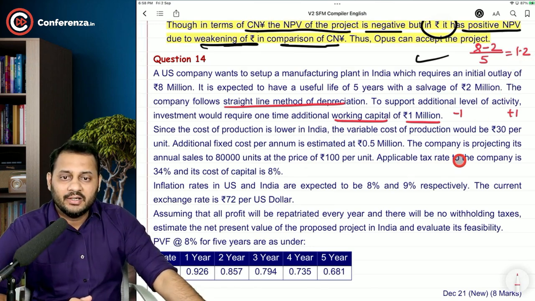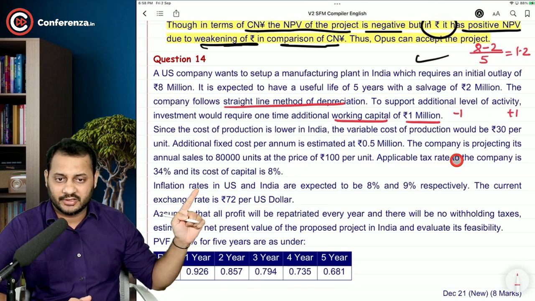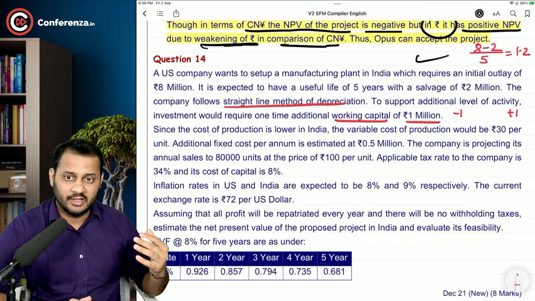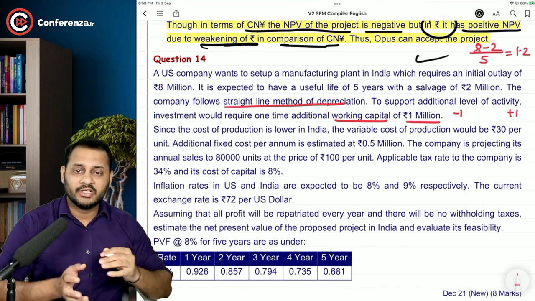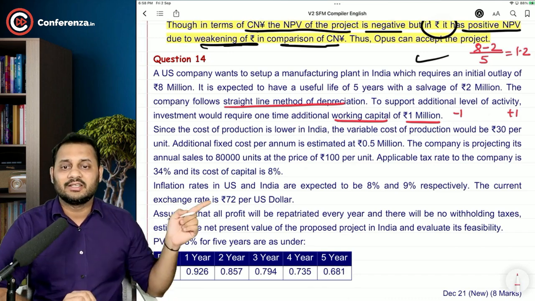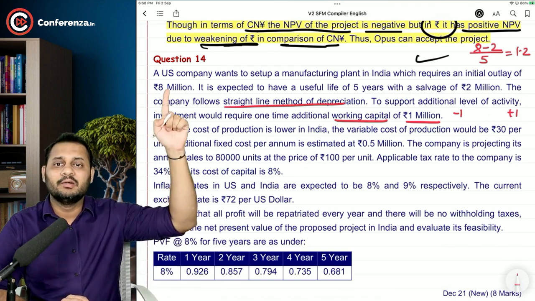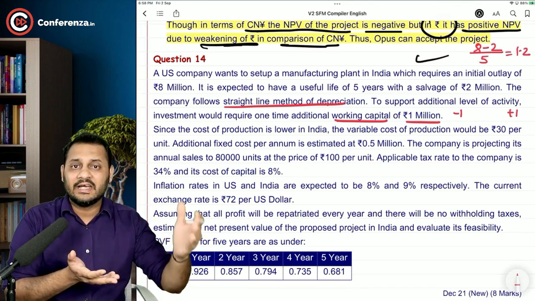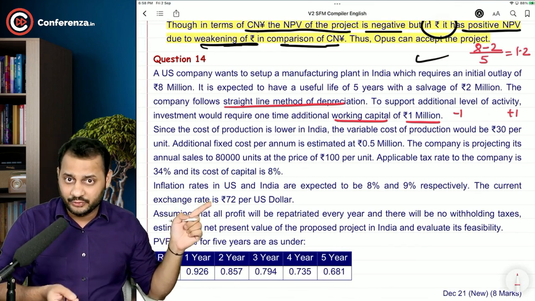Okay. Applicable tax rate is 34% and the cost of capital is 8%. Inflation rate in US and India are 8 and 9% respectively. The current exchange rate is 72 rupees per dollar. Now please understand, if you think from the US company's point of view, this is indirect quote. But if you think from the Indian perspective, this is a direct quote. My opinion to you is go from the US company's point of view and consider your home country as US and consider India as your foreign country. In that case, this quote becomes indirect to you.